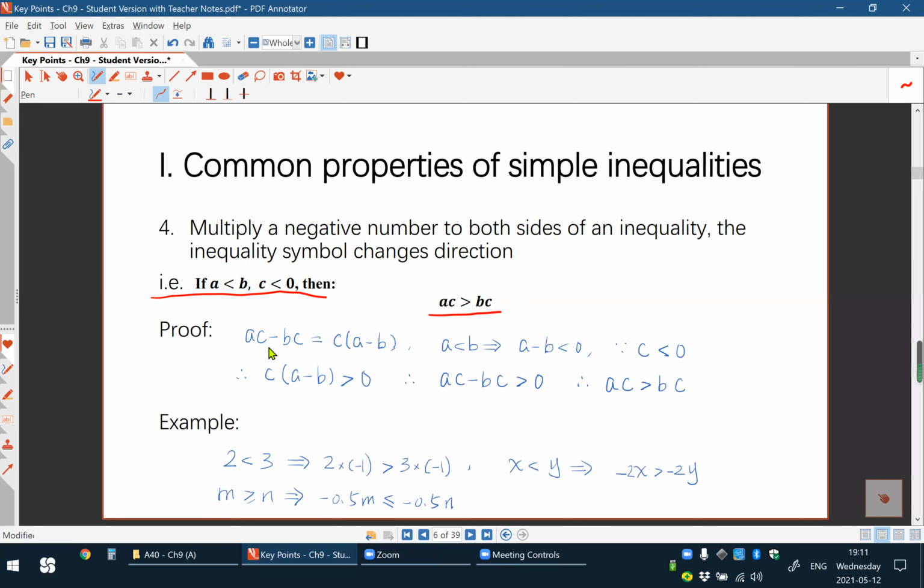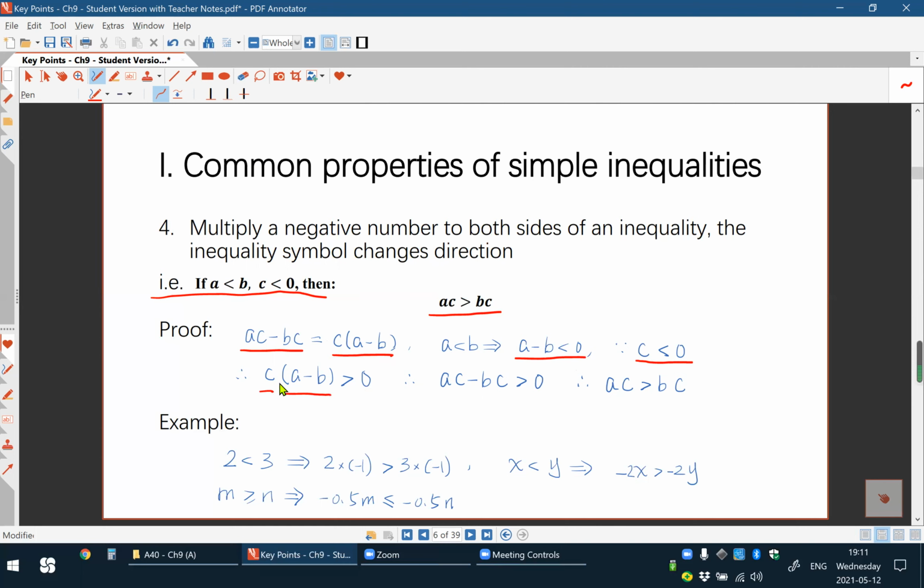Okay, how do we prove this? The method is the same as the previous one. We start from AC minus BC. AC minus BC is actually C times the difference between A and B, right? We can put C in front because C is a common factor. And then we know that A minus B is a negative number, and this time C is also a negative number. So we have a negative number times a negative number, then we will get a positive number, right?